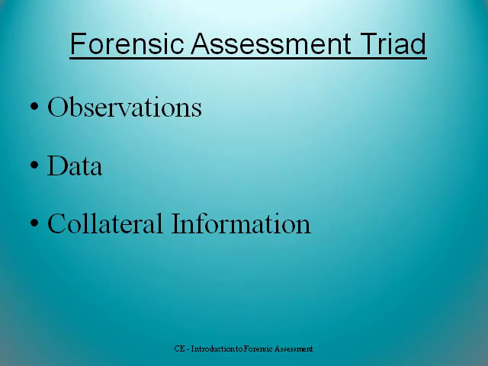Forensic assessment triad: observations, data, and collateral information. This is what you're using to arrive at your conclusions, right? Always pay attention to everything that you're observing, the data from your tests, and your collateral information. It's like a tripod. Without one of the legs, you fall over. So you need all three of these in every one of the reports that you do.